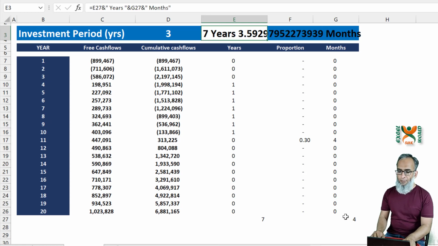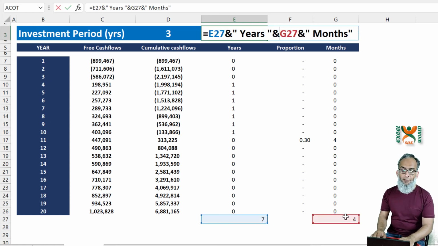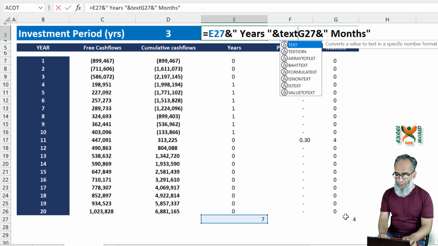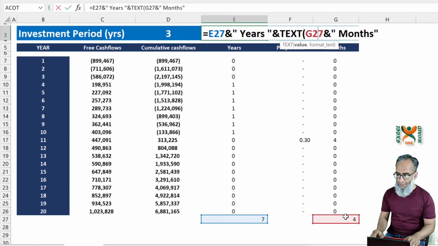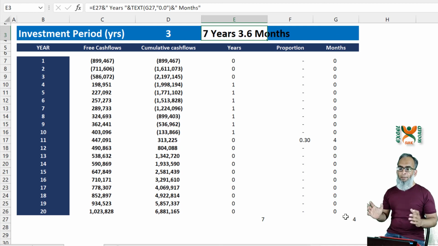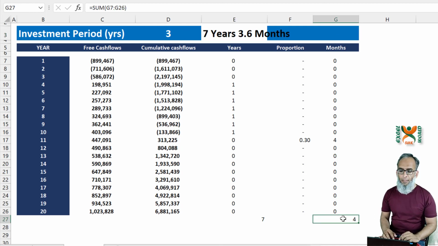So we have the decimals. We can easily use the text formula to change the format to our liking. Text and comma, and we can have inverted commas 0.0, then inverted comma close, and this. We just want one decimal place to be okay for the months. So it's 7 years and 3.6 months or 3.5 months approximately. Now we can have this format copied.